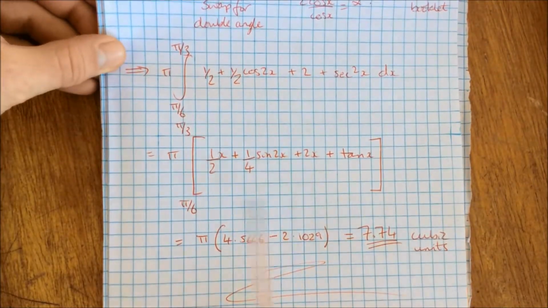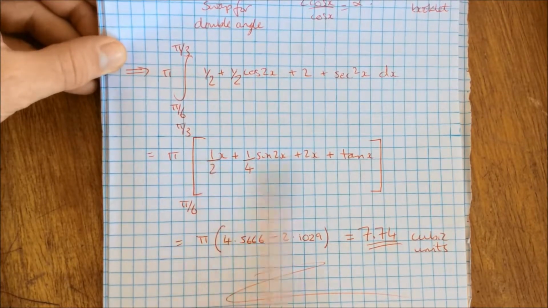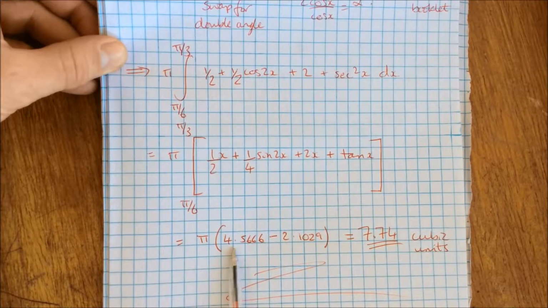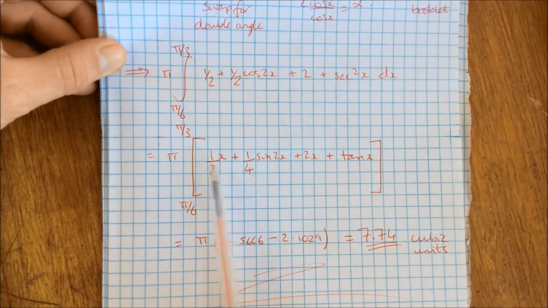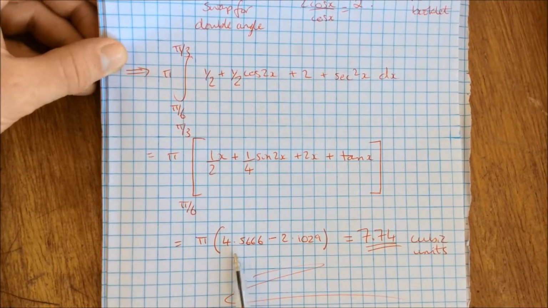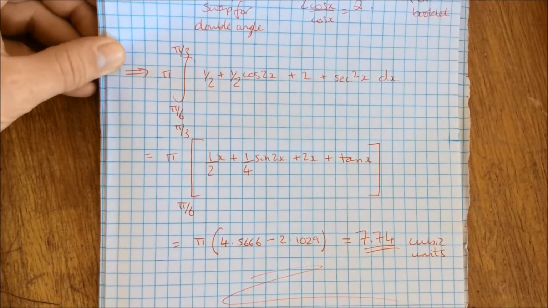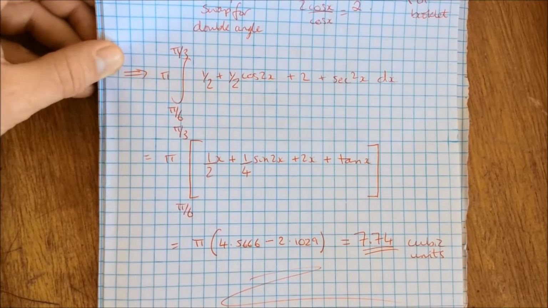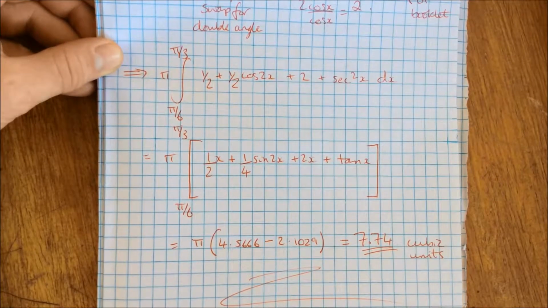Then all you had to do was press some buttons, put pi over 3 in for x into all of them. You get 4.56 recurring. Put pi over 6 in for x into all of them, and you get just over 2.1. Subtract them, multiply by pi, and it was 7.74 cubic units, and that was 7 marks. Quite tricky, that one.